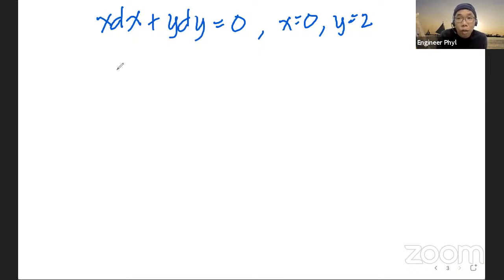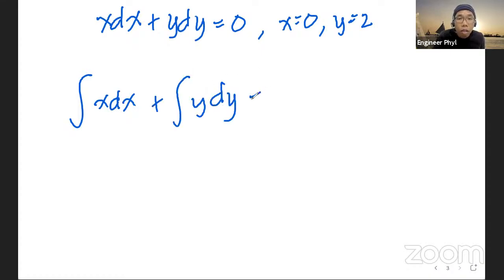We are going to integrate each term. So integrate the first term, x dx, plus the integral of y dy equal to, what happens at the right side of the equation? When you integrate, you have a plus c, or plus the arbitrary constant c. So you put c at the right side of the equation. Now integrating the first term, which is a pure function of x, the answer here is x squared over 2, using the power formula for integration.